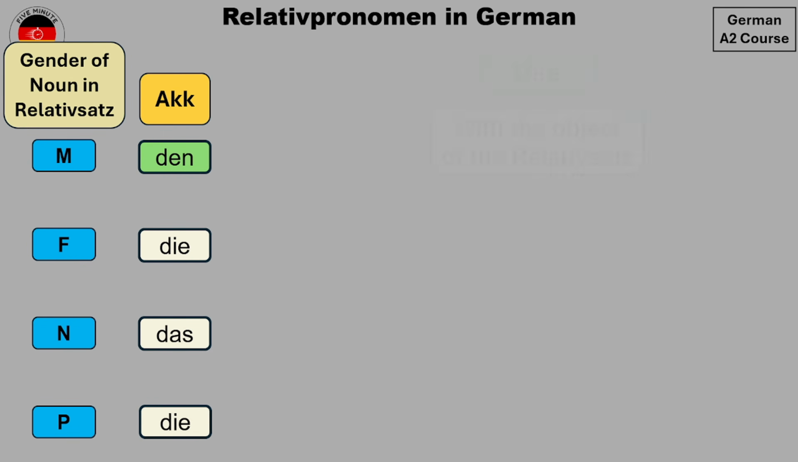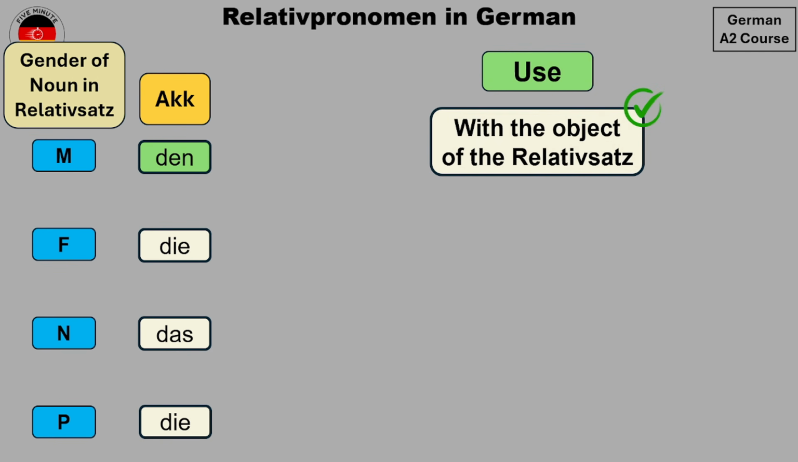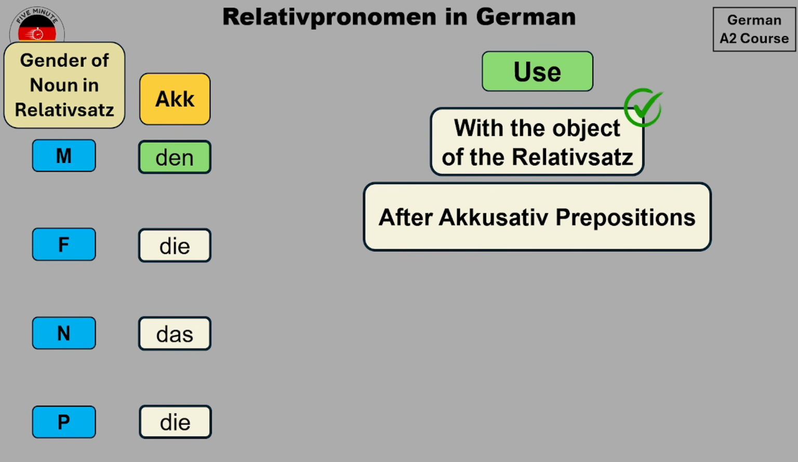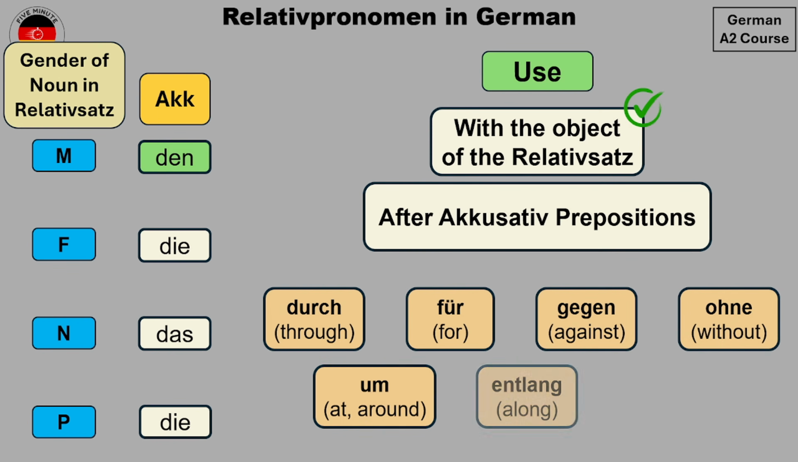Now we know that one use of Akkusativ is with the object of the Relativsatz, which we have already seen. But we also use the Akkusativ case after accusative prepositions. And these prepositions are durch, für, gegen, ohne, entlang, and bis. So whenever we have these prepositions in the Relativsatz, then we will also use the accusative case. So let's take a few examples with accusative prepositions.